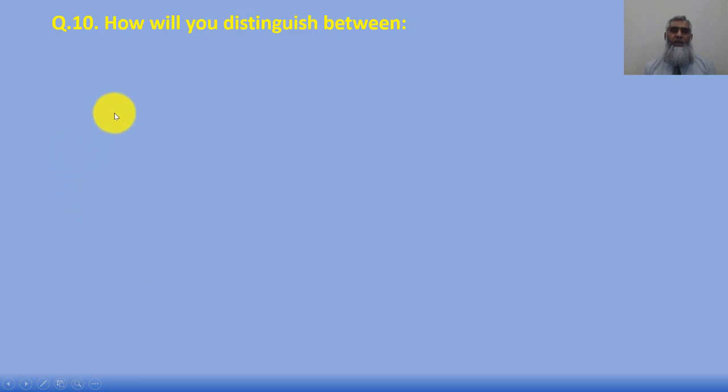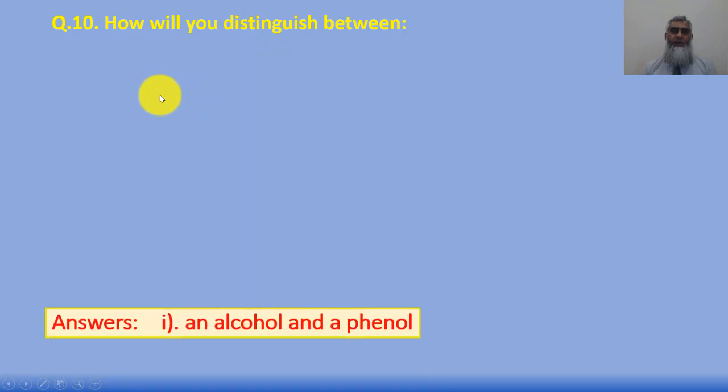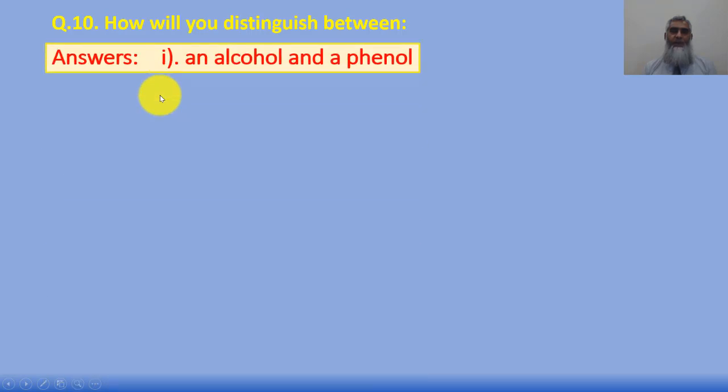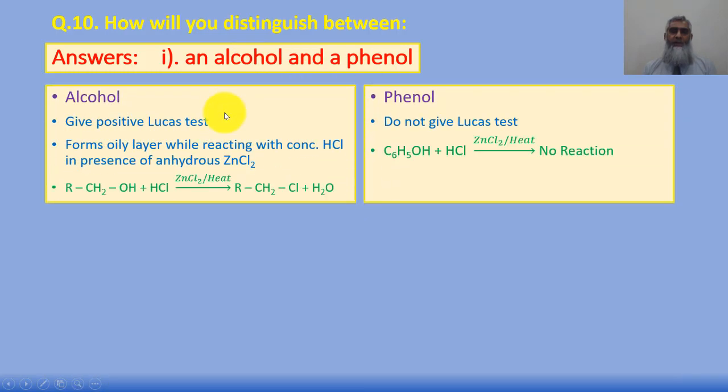Now question number 10. How can we distinguish between different organic compounds? The first one is an alcohol and a phenol. How can we distinguish between the given alcohol and phenol? They can be identified by using the Lucas test. Alcohol will give a positive Lucas test, while phenol does not give the Lucas test.